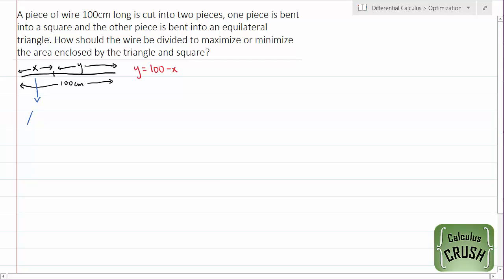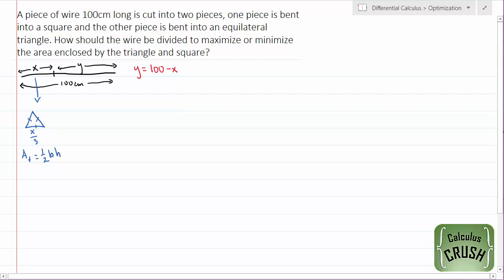So we're going to take that, we're going to fold it into an equilateral triangle. What does it mean to be an equilateral triangle? It means all the sides are the same. So if we take X and we fold it into an equilateral triangle, we have X over 3 on all the sides. Now, what is the area of this triangle? So I'm going to write it here. The area, A of T, we'll use T for the triangle, is equal to 1/2 base times height.